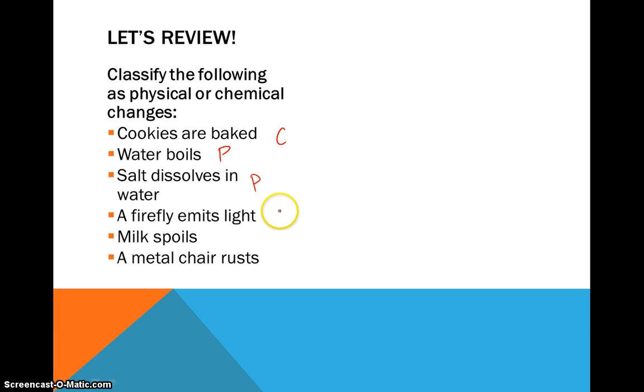The firefly emitting light is definitely going to be chemical. It's a chemical reaction that happens in its belly. Milk spoiling is chemical because the proteins are being denatured and turning into something different. And a metal chair rusting is also going to be chemical.